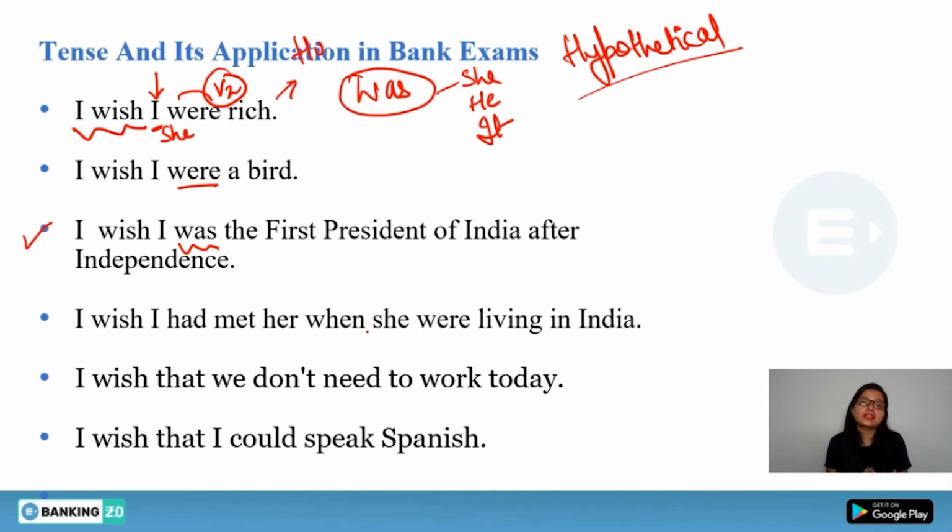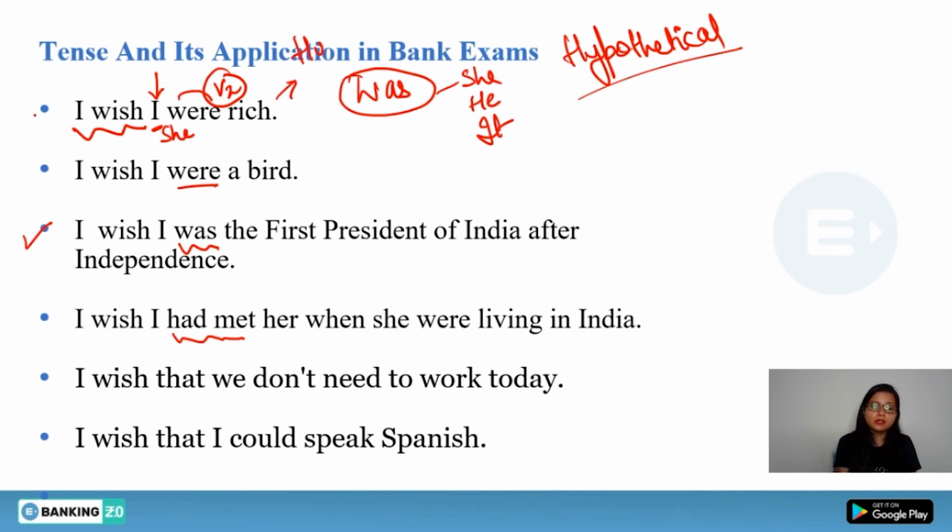Again, a hypothetical situation, because the past has passed, and no one can make changes in the past. I wish I had met her when she was living in Delhi.